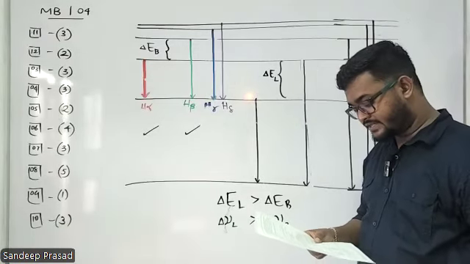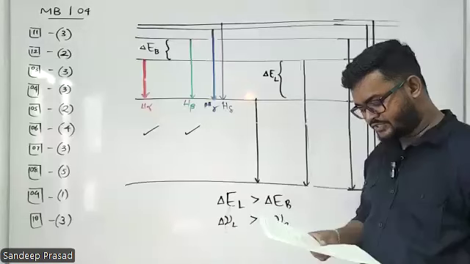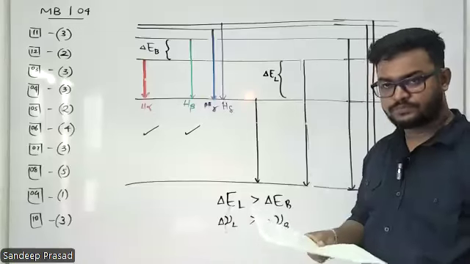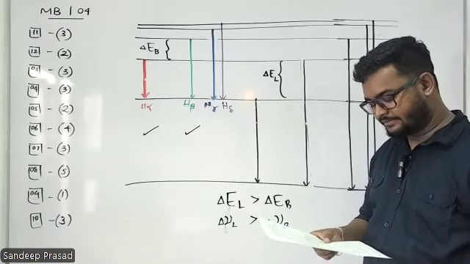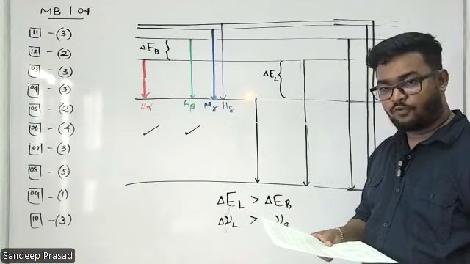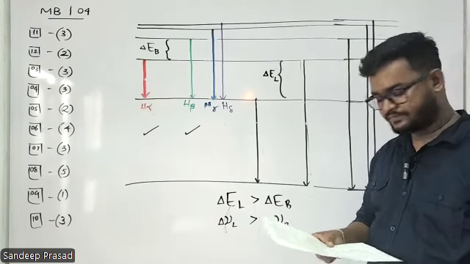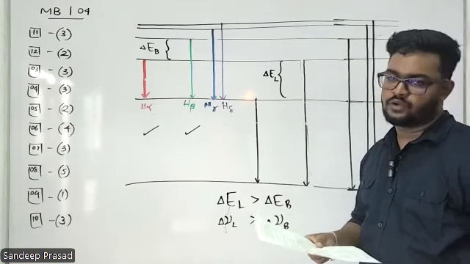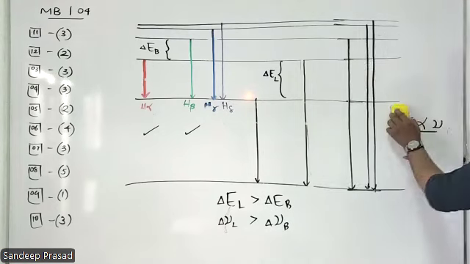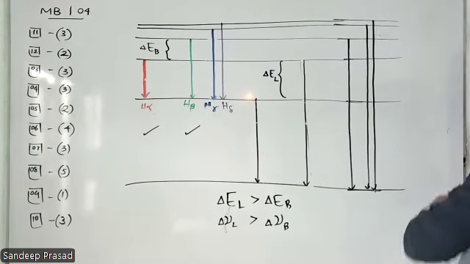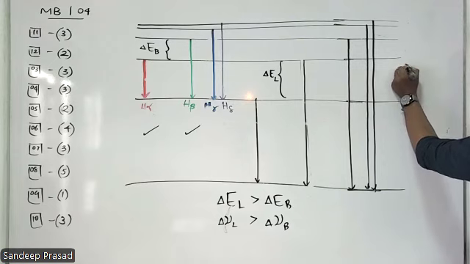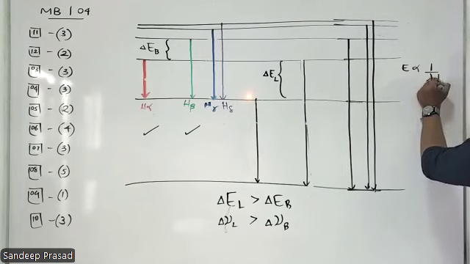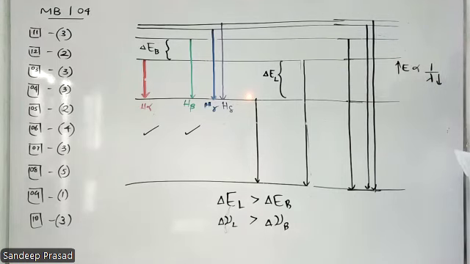Which of the following statements about electromagnetic radiations of wavelength 420 nanometers is true? It has more energy than electromagnetic radiations with the wavelength 220. Students, you know that energy is directly proportional to the frequency, energy is inversely proportional to the wavelength. When the wavelength decreases, energy is increasing.